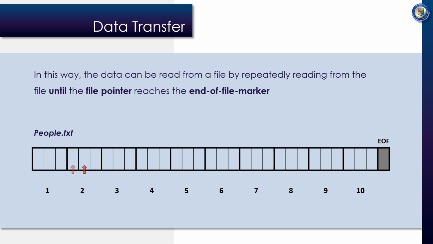This is done, as we said, 1 field at a time, progressing through the entire file until the file pointer reaches that end of file marker when it knows there is no more data to be read.